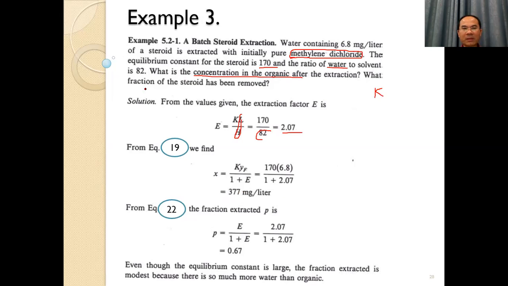And what fraction of steroid has been removed? For this case, we calculate the fraction, or the percent, of steroid that can be removed from the aqueous phase. We can calculate by the P value. P equals E divided by 1 plus E. You know E already. And then you can calculate P equal to 0.7 approximately, or 0.67. That means about 67% of steroid can be removed from the aqueous system.